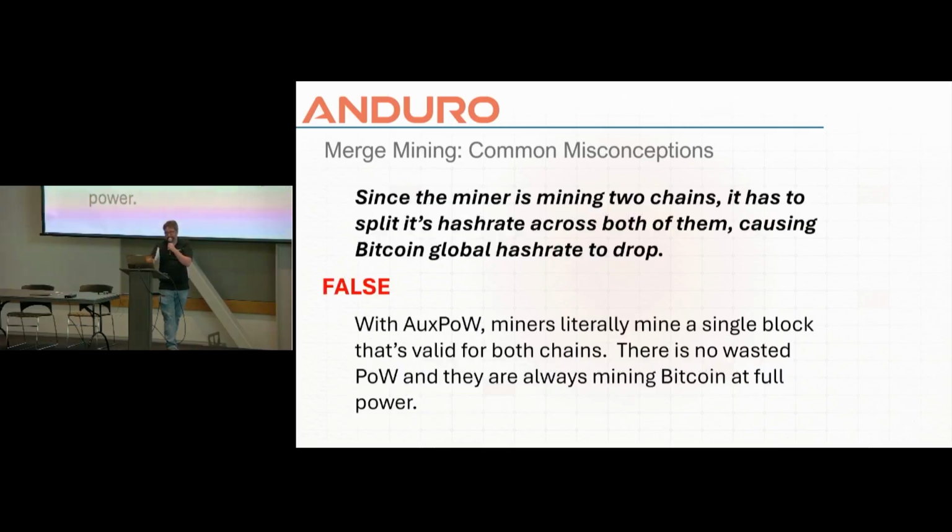So anchoring is not a thing. Another common misconception is that since the miner is actually mining two chains, it has to split its hash rate across both of them, causing the Bitcoin global hash rate to drop. A lot of people think that merge mining works this way: if you're merge mining, you're using SHA-256, but a case in point is an example of this in modern day.